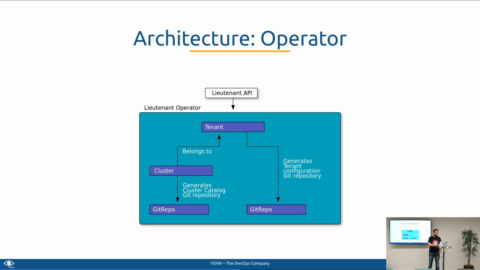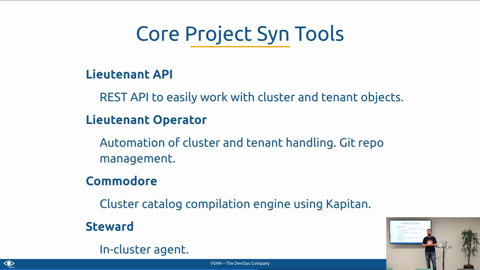To access all this information, you can either use Kubernetes API possibilities directly, or there is a lightweight layer in between. That's the Lieutenant API. That's a RESTful API which allows for easy access to tenant and cluster objects to have an easier means of developing against this tooling. The core Project Syn tools are, as you have seen in the diagram, the Lieutenant API, the Lieutenant operator, Commodore, and Steward. These are the main tools which are being developed in Project Syn.